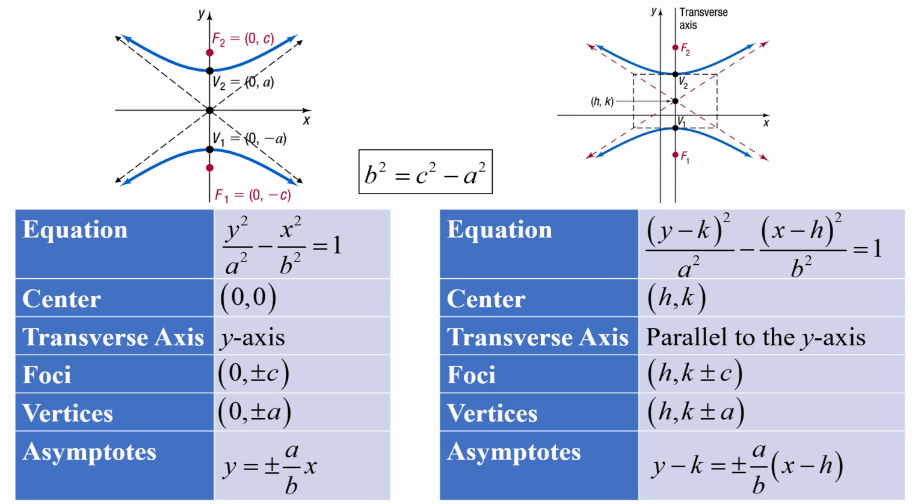And then the asymptotes are y minus k equals plus or minus a over b times the quantity x minus h. Again, we don't really want to memorize all this information for the shifted version. It's best to use our knowledge of the hyperbola at the origin, the corresponding distance relationships for the vertices and the foci, and then shift all the information accordingly.